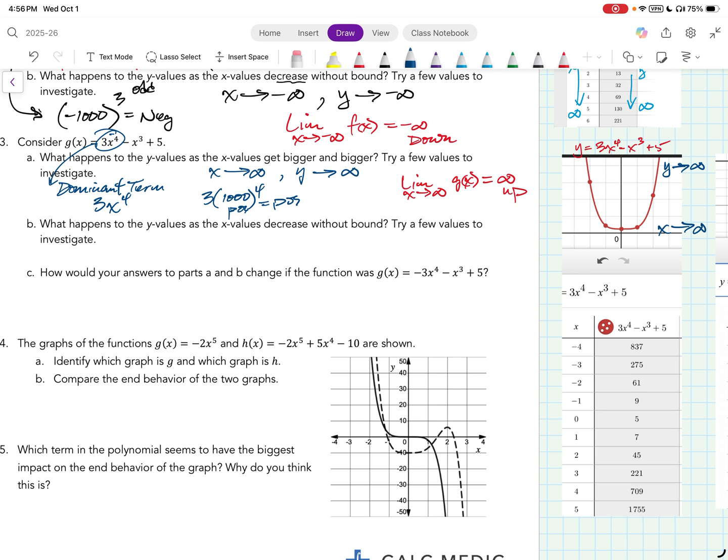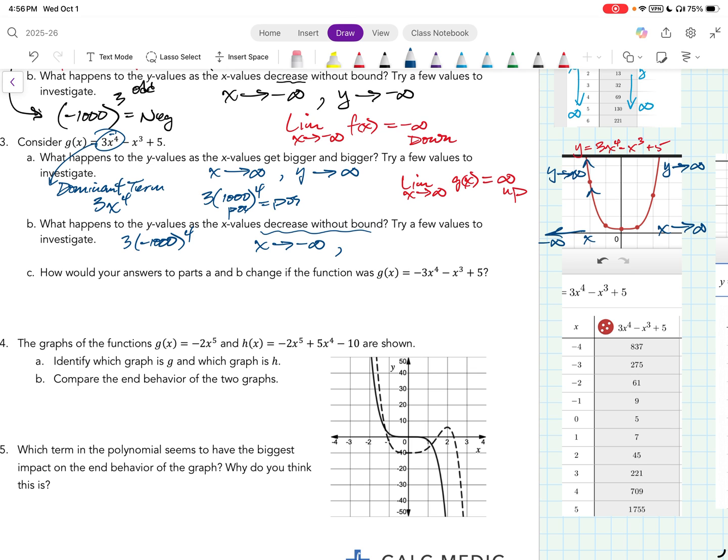Okay, now what happens when x decreases without bound? So as x decreases without bound, as you approach negative infinity, so I'm talking about going left now towards negative infinity here, notice that the function goes up again. So y is approaching infinity even when x decreases without bound. So how do you know that? Well, you substitute a negative number in there, like negative 1,000. So let's analyze that. So 3 times negative 1,000 to the fourth. Well, you take a negative number, negative 1,000, and multiply by itself 4 times.